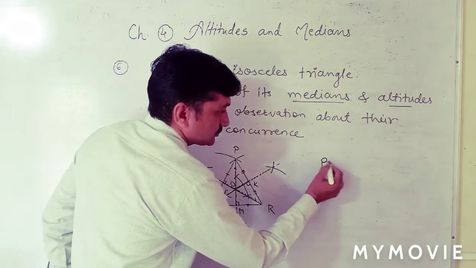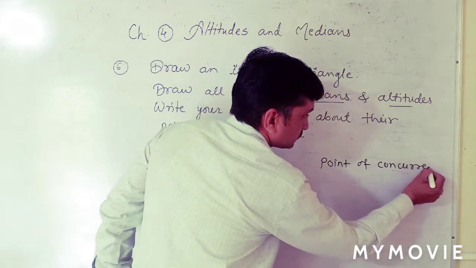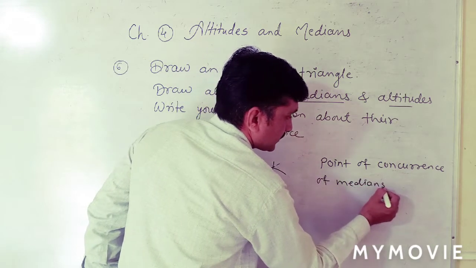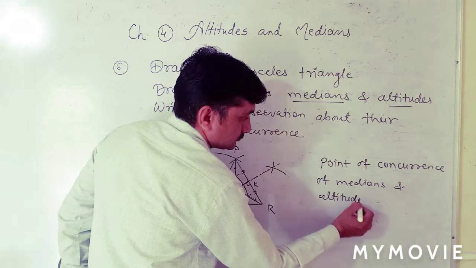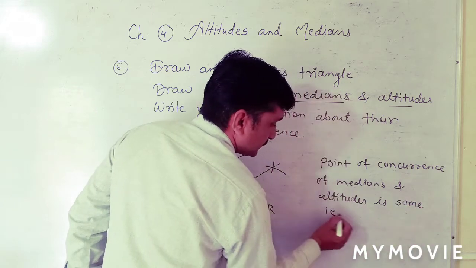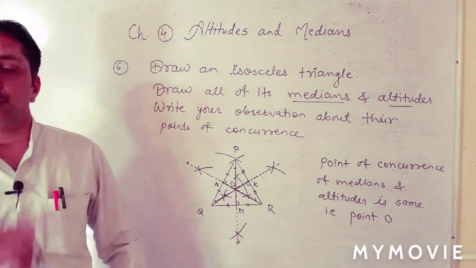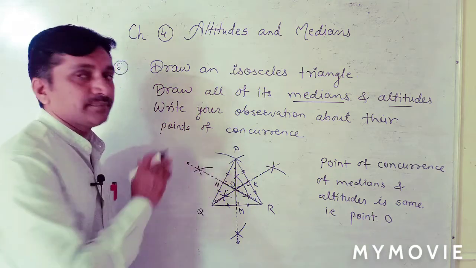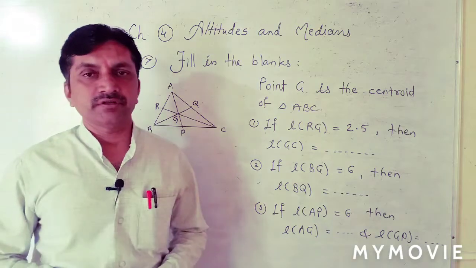Then what to write in the observation? Point of concurrence of medians and altitudes is the same. That is point O. It means all three altitudes and all three medians are intersecting at the same point. This is our observation. Example number 7 is an activity based example.